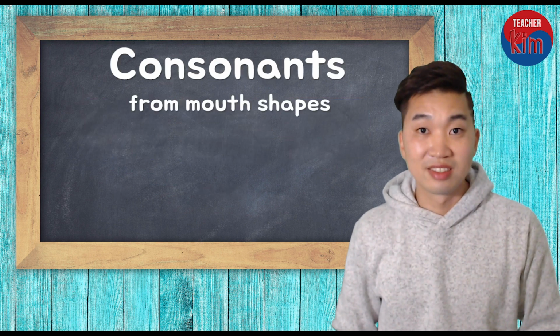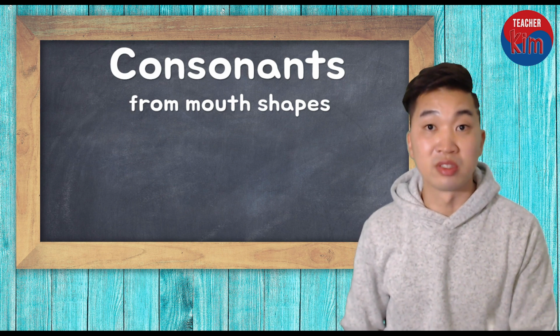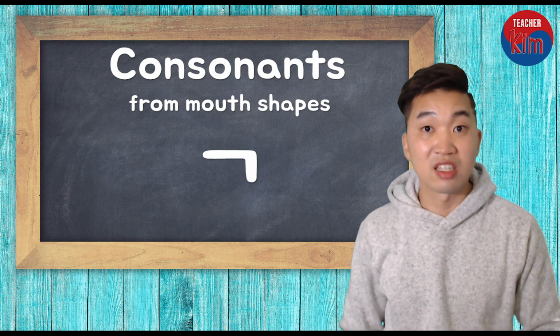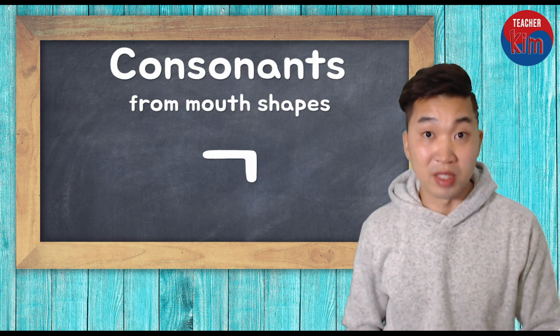And for consonants, a Hangul consonant is made following the mouth shape when you pronounce that sound. For example, look at this consonant. This Hangul consonant sounds like K. You don't need to memorize it at the moment. We will learn all the consonants and vowels one by one from the next video.